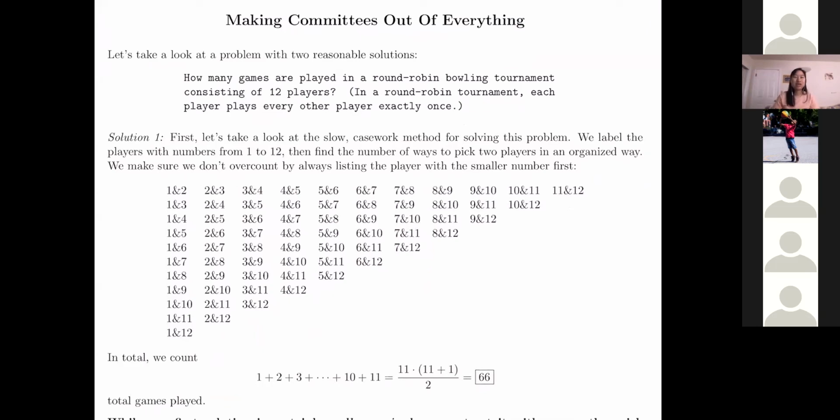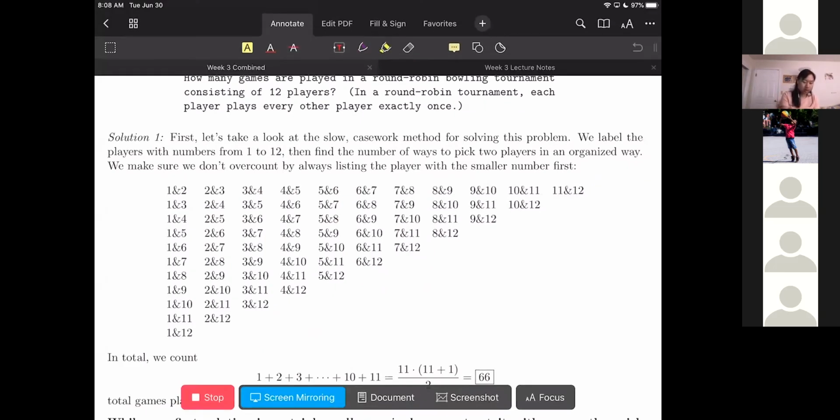But basically, we can just label the players 1 through 12. And then we can try to find the number of ways to pick two players by organizing all the different possibilities. One way to make sure we're not overcounting is we can always list the player with the smaller number first. So for example, first we list out all the players that player 1 is playing. Player 1 will play, I'm looking at the column here, 2, 3, 4, all the way to 12.